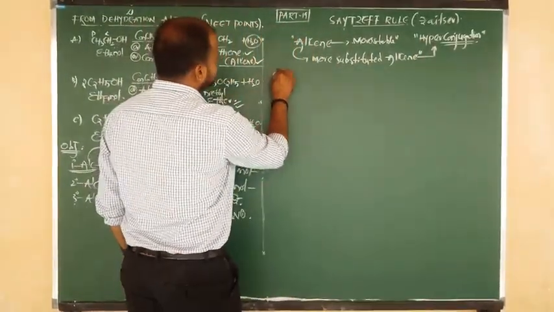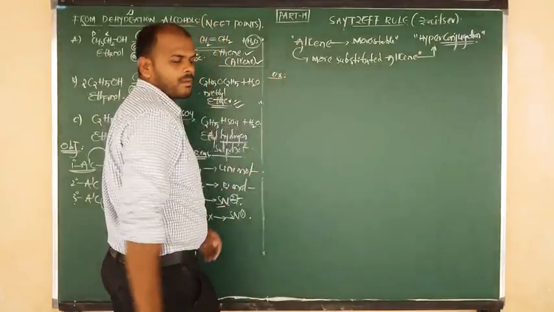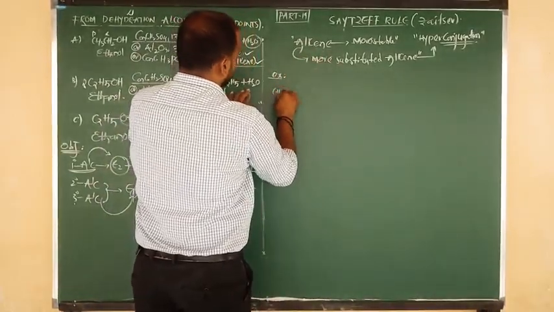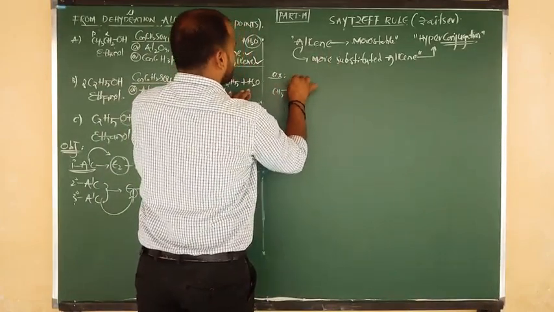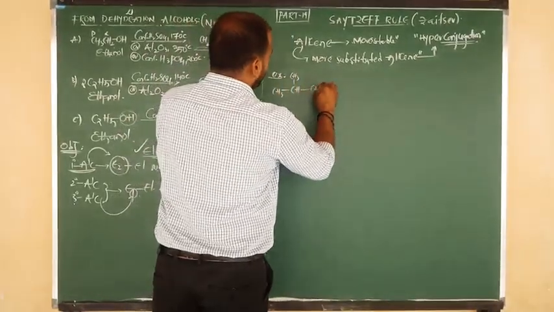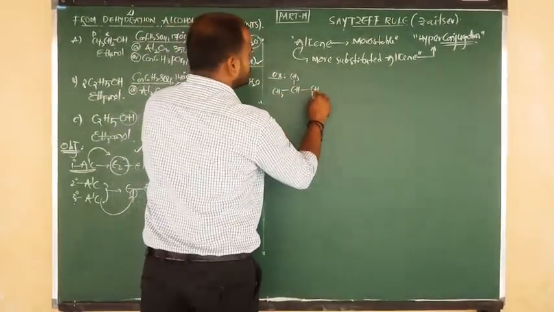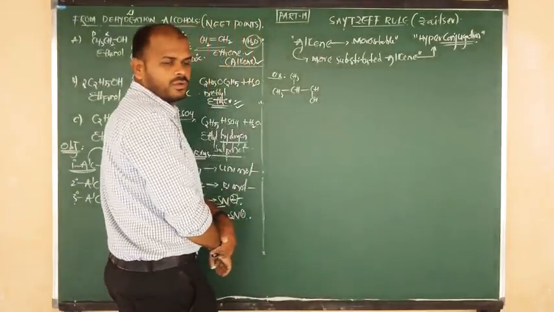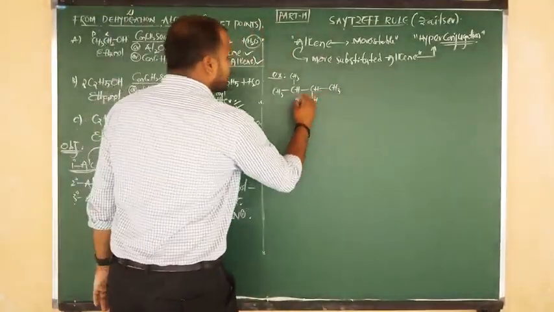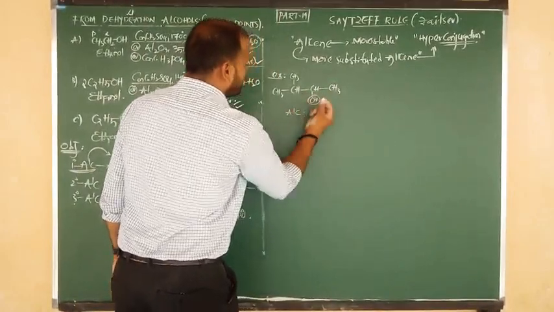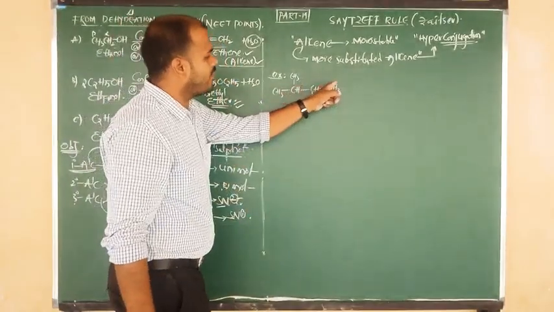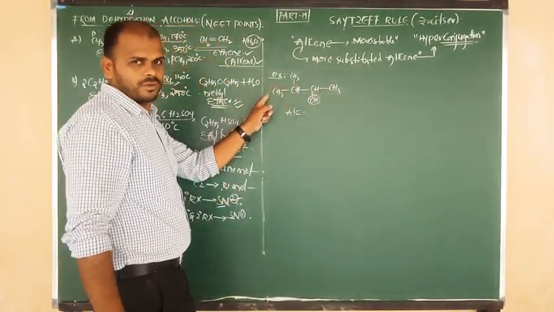The example is CH3 bonded to CH, with CH3 above the plane. The CH below the plane is connected to OH, and it is connected to CH3. It is an alcohol compound I have given to you. If you want, you can write the IUPAC name easily: 1, 2, 3, 4. Okay?